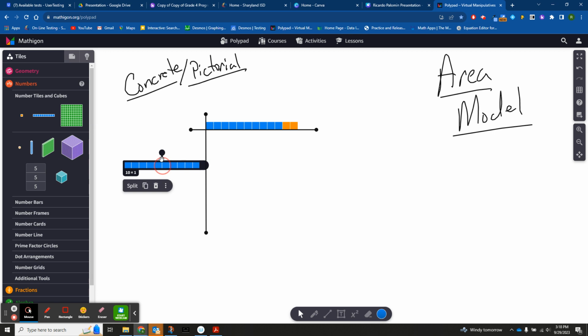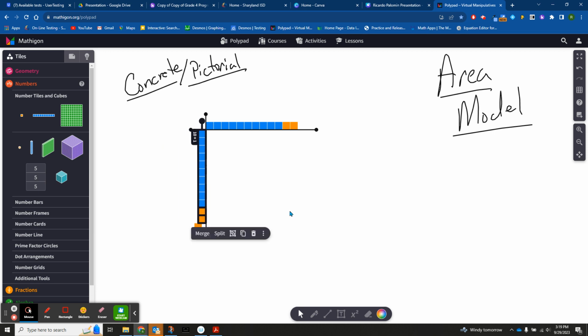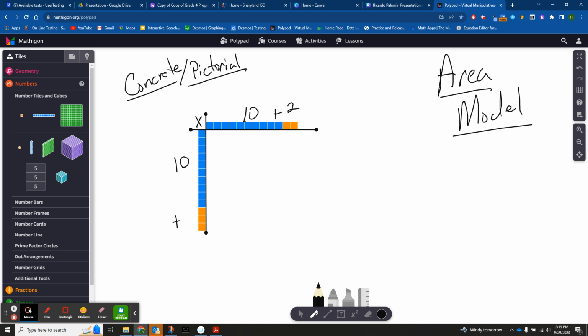All right, so here we go. The other side should be 13. Technology gets very moody and will start moving around on you, but it's okay. And there it is. I have the sides of my rectangle, my length of 13 by 12. That's a 10 plus 2, and a 10 plus 3. And then all we do is fill in the area.